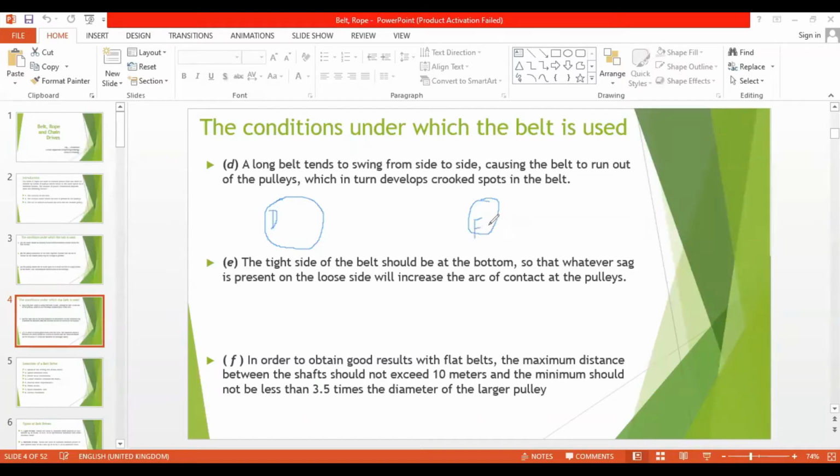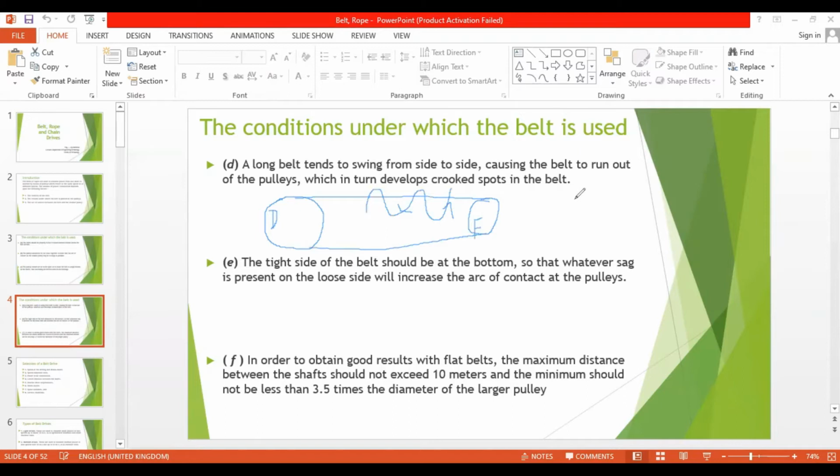In that case, a long belt tends to swing from side to side, as when we travel in a train, it may start to swing from side to side like this. So this is again not the desired property, causing the belt to run out of the pulley.